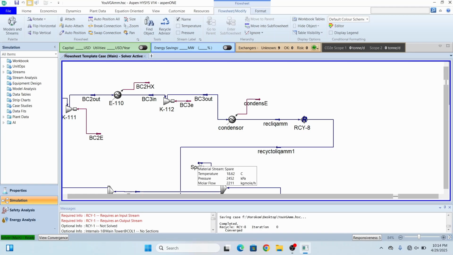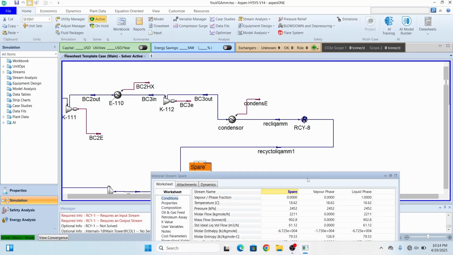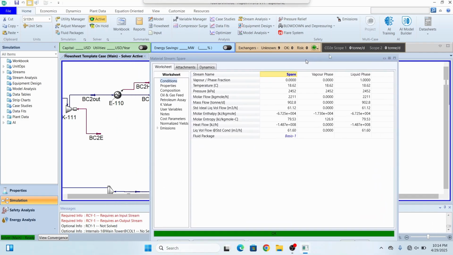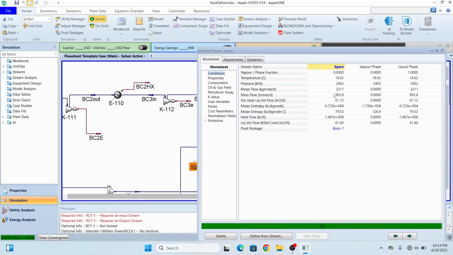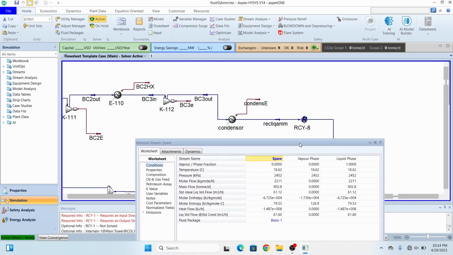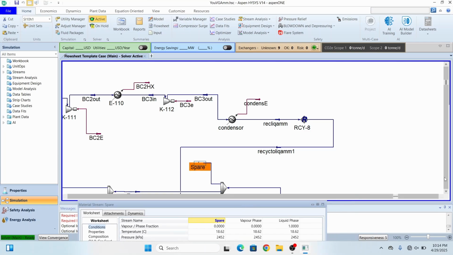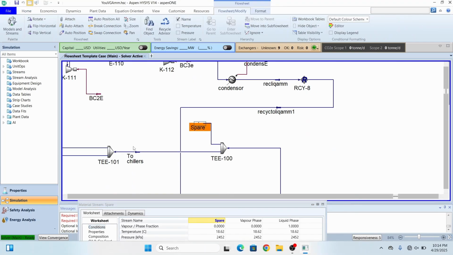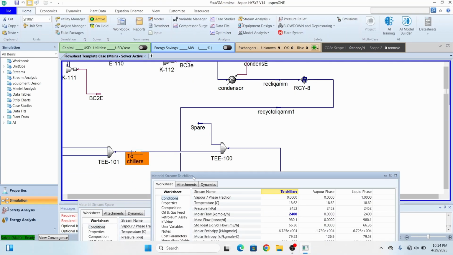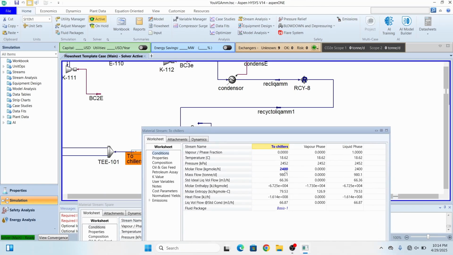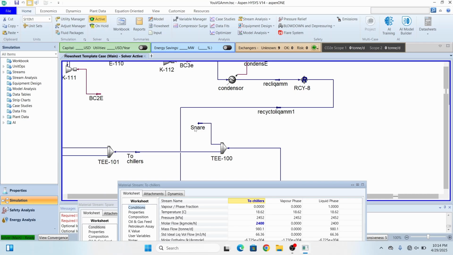That's all for that, because if I open this spare stream, it has a large amount of flow, 908 tons flowing into it. So if you increase the flow towards these chillers, then there will be low flow over here, and when there is low flow at this place, your ammonia liquefaction will increase.